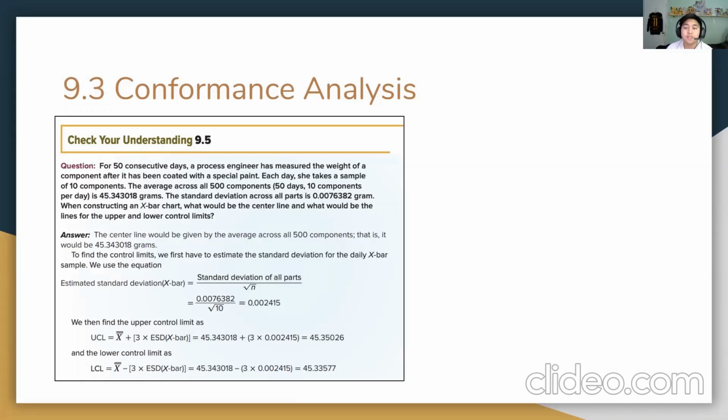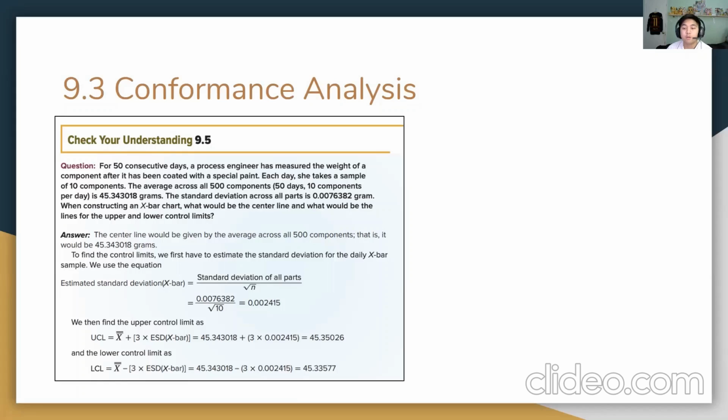Simple. The center line was already given as it is 45.343018 grams. However, in order to find the control limits, we have to find the estimated standard deviation for the X bar sample. Again, the formula is as follows: standard deviation of all parts divided by the square root of n. N would be the number of terms. So by dividing 0.007632 by the square root of 10, we get 0.002415. With that value, we would then find the upper control limit and the lower control limit.